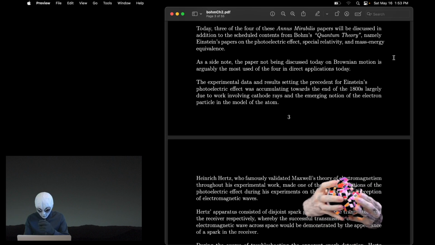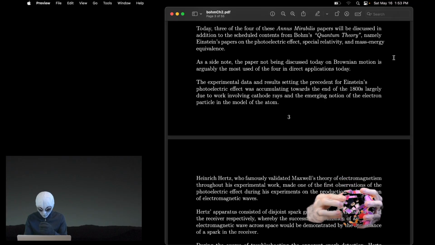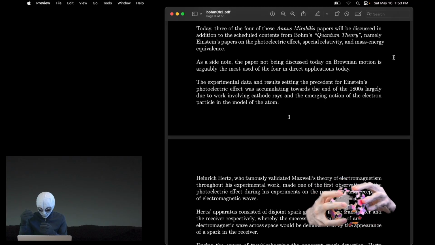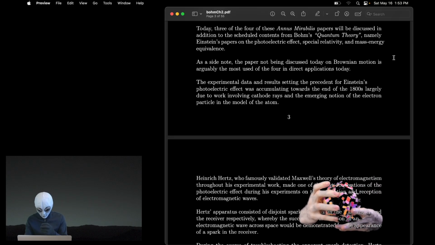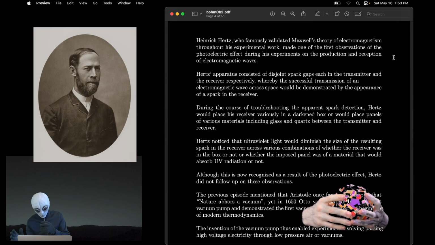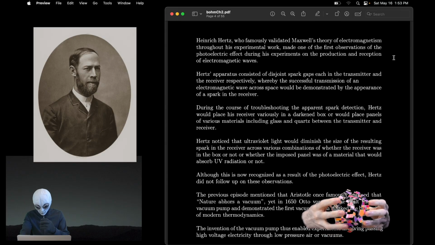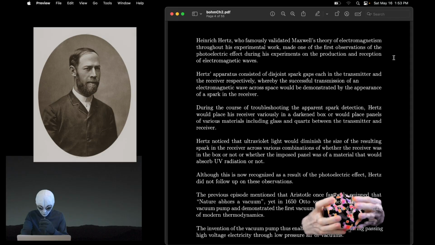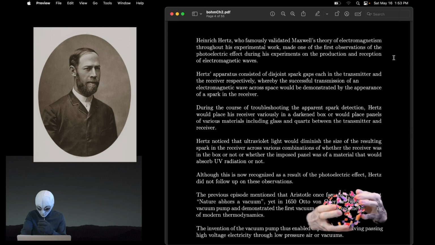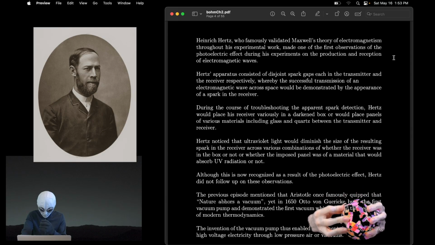The experimental data and results setting the precedent for Einstein's photoelectric effect were accumulating towards the end of the 1800s, largely due to work involving cathode rays and the emerging notion of the electron particle in the model of the atom. Heinrich Hertz, who famously validated Maxwell's theory of electromagnetism throughout his experimental work, made one of the first observations of the photoelectric effect during his experiments on the production and reception of electromagnetic waves.